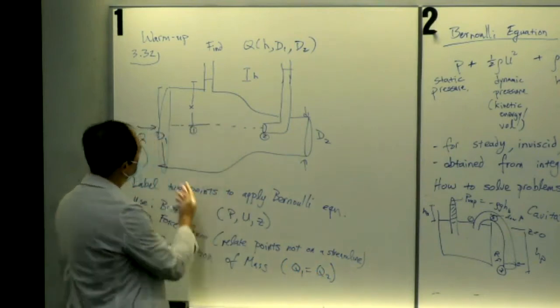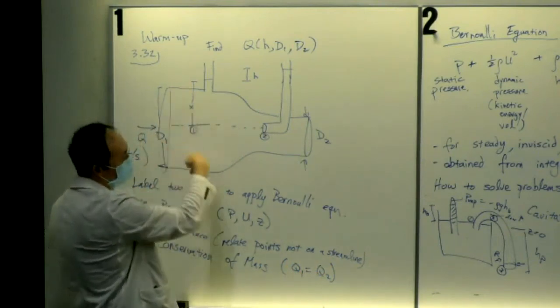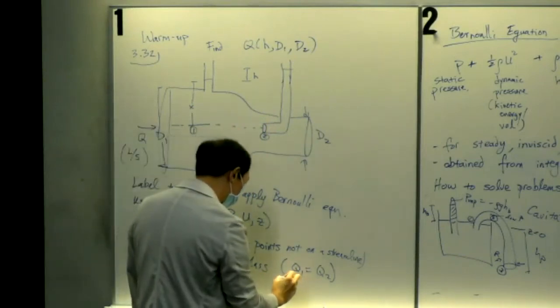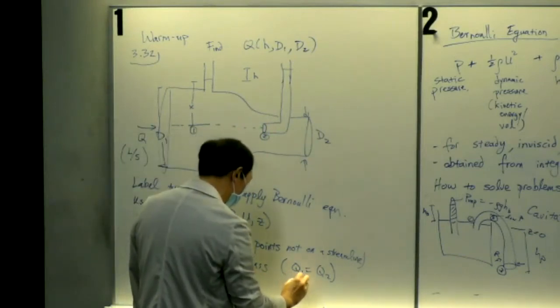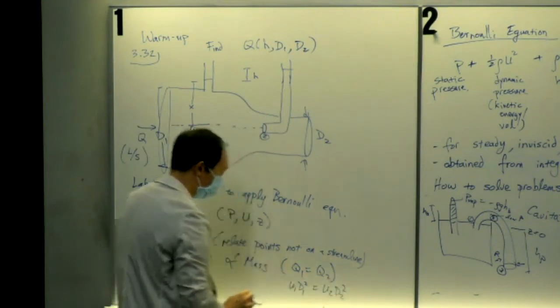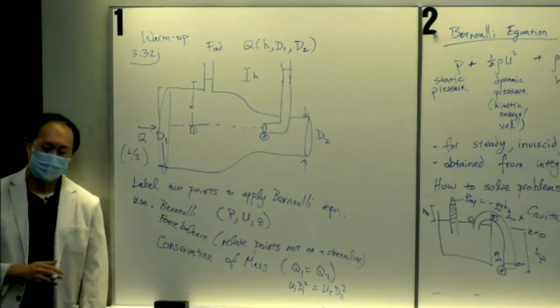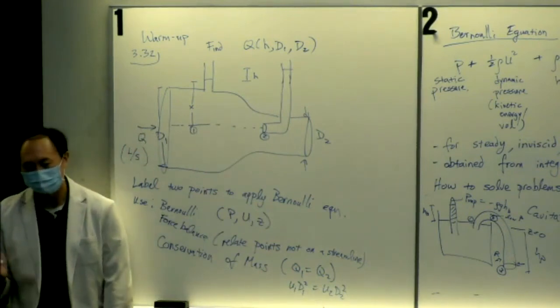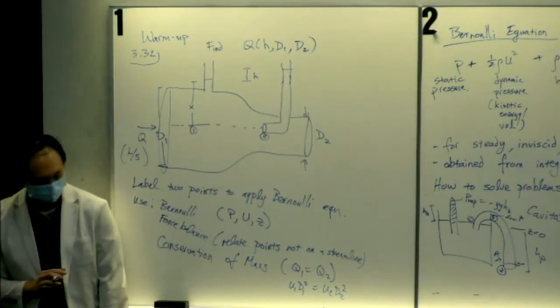tells you that the fluid coming in through this big part is going to equal the fluid coming out of the small part. So we showed last time that that was equivalent to U1 D1 squared equals U2 D2 squared. You almost always have to use all three tools in every problem, because otherwise you just won't have enough tools to solve for it.